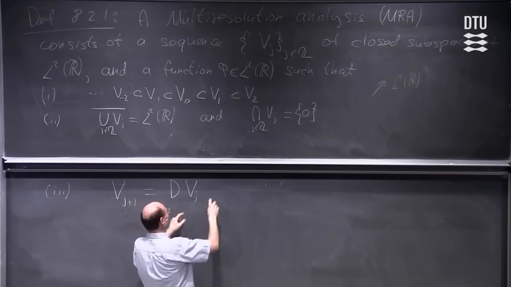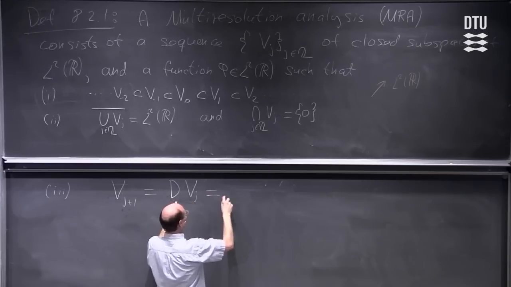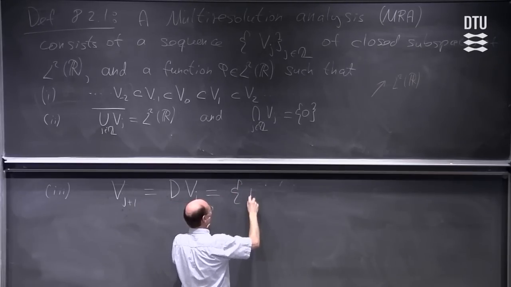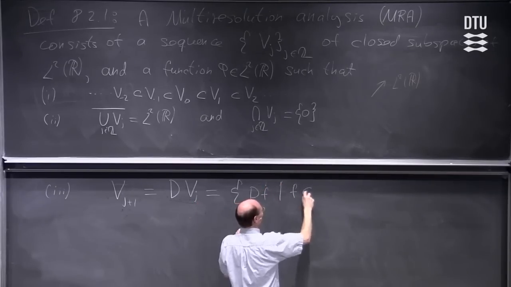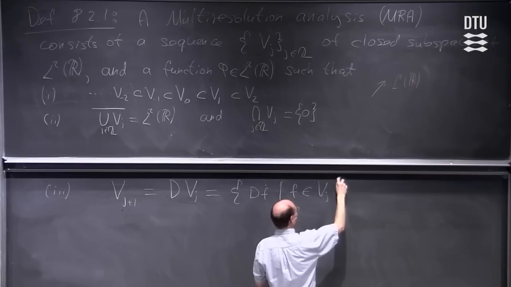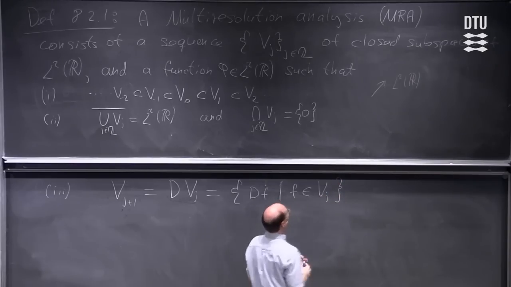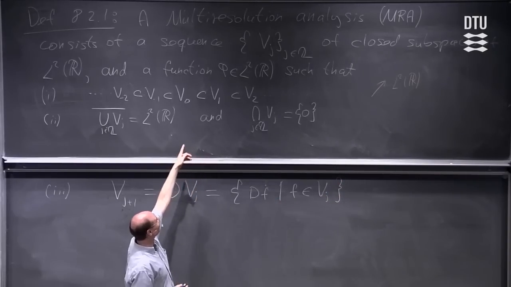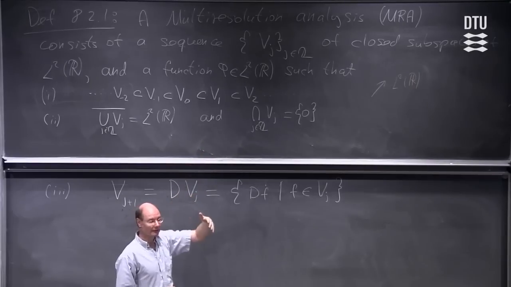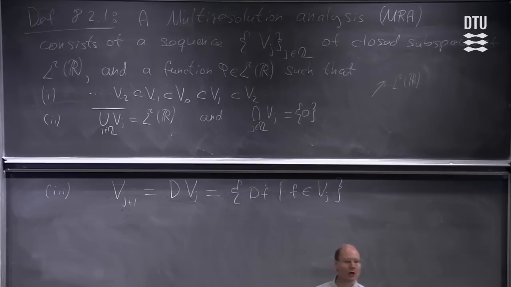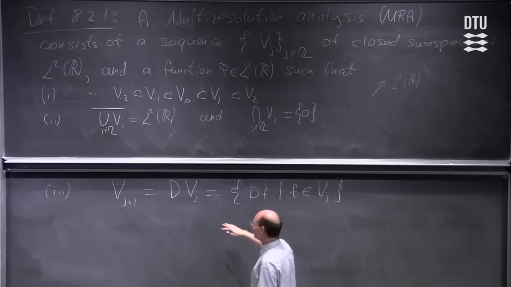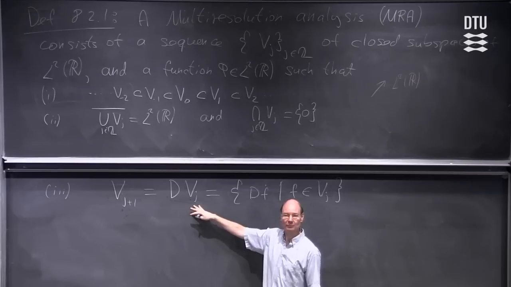So what this statement says, I mean, to write down what this means, this is the set of all functions Df for which f is a function in V_j. So you see from the first condition that the spaces are forced to be larger and larger when j increases, there's no condition on how the spaces look like in the first condition. But here we see that there is a very clear relationship between the spaces in this region.